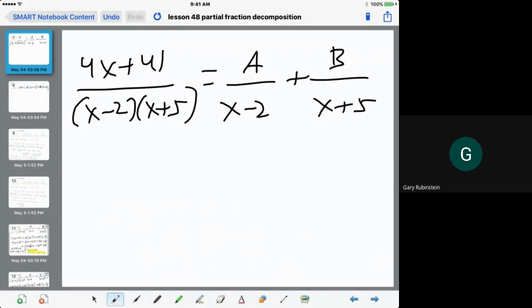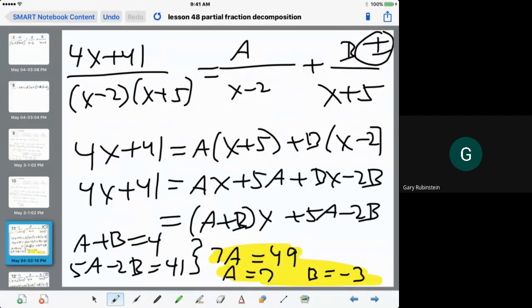Okay, I'm going to put up the work here. You can see that the system of equations became A plus B equals 4 and 5A minus 2B equals 41, and A became 7 and B became negative 3, which is what we should have gotten because in the warm-up question we added 7 over x minus 2. Notice how B was negative because this was 7 over x minus 2 minus 3 over x plus 5.